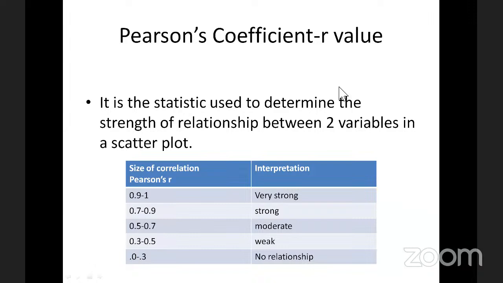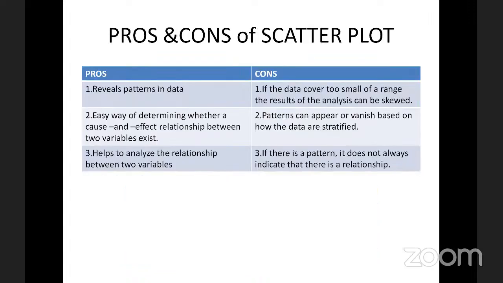Okay, so below, between 0 to 0.3, it is like very weakly related, okay? Next is the pros and cons of the scatter plot. So pros are that they reveal a pattern in the data, okay? And it is an easy way of determining whether a cause and effect relationship between two variables exists. And also it helps to analyze the relationship between two variables.